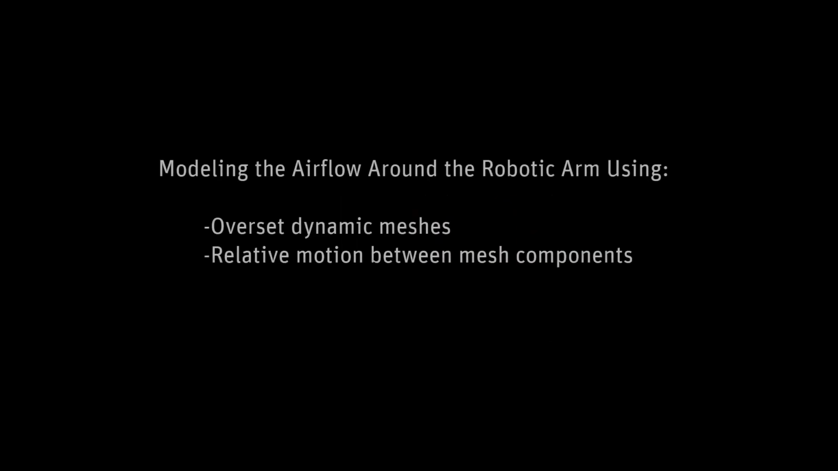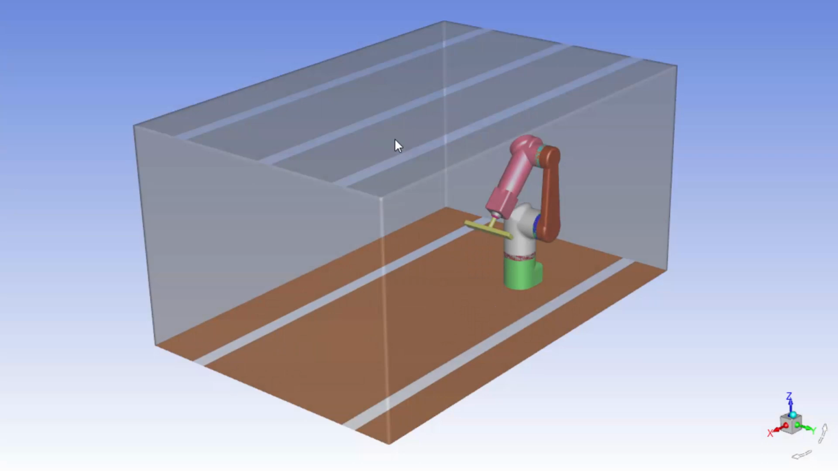In this video, you'll learn the basic steps for setting up a dynamic overset mesh case involving relative motions between mesh components. This demonstration is based on the airflow around the moving robotic arm operating in a clean room environment. The air enters the room at 0.1 meters per second through 3 openings in the ceiling, travels around the moving robotic arm, and then exits through 2 slits in the floor.